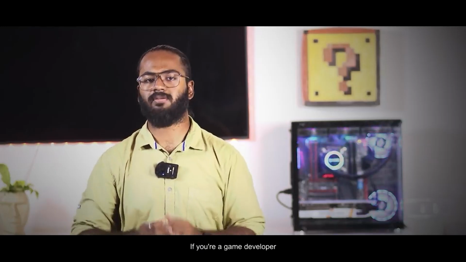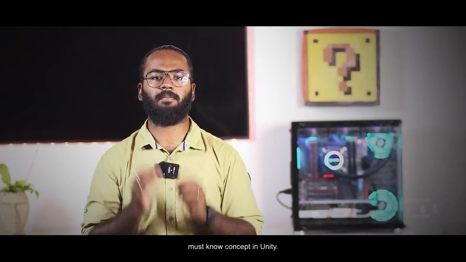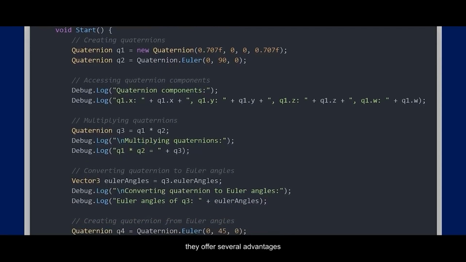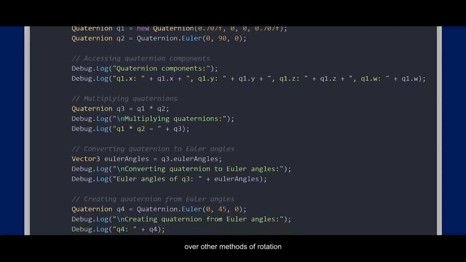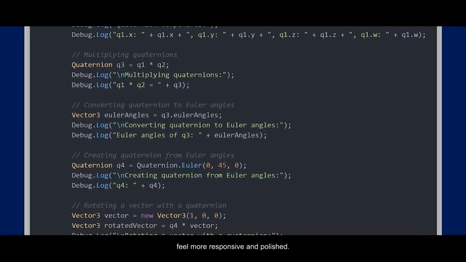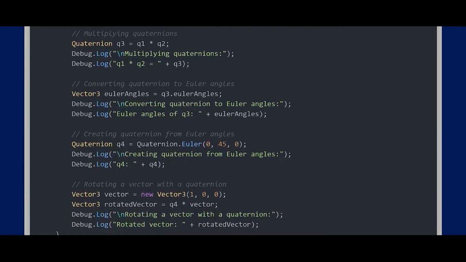Quaternions in Unity 3D. If you're a game developer looking to create smooth and realistic rotations for your game objects, then quaternions are a must-know concept in Unity. While they might seem complex at first, they offer several advantages over other methods of rotation and can make your game feel more responsive and polished.